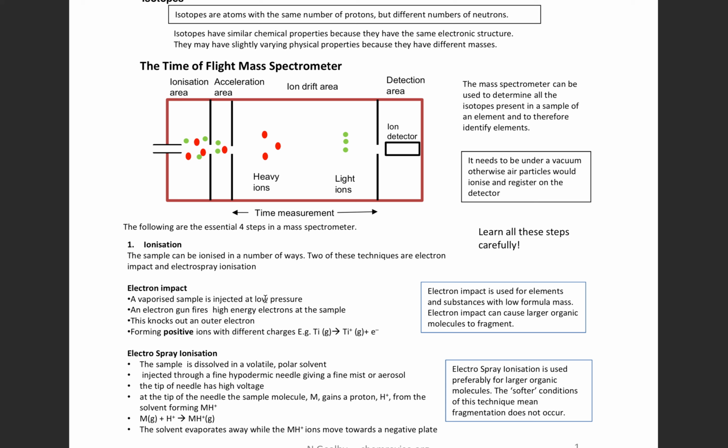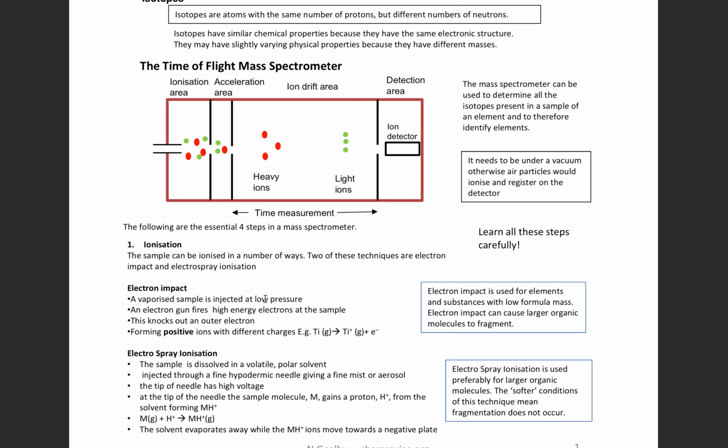So, electron impact. A vaporized sample is injected at low pressure. An electron gun fires high energy electrons at the sample. This knocks out an outer electron, like I said, you either take or give, forming positive ions with different charges.